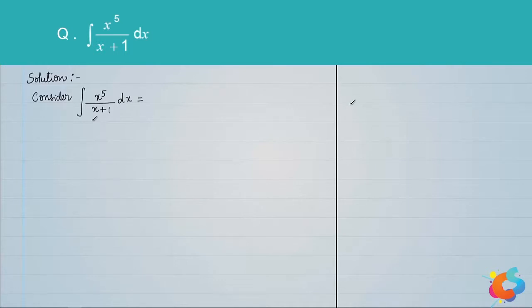Substitution here is x plus 1 is equal to t. From this we will get x is equal to t minus 1. If we differentiate this with respect to x, we will get dx is equal to dt, because the derivative of 1 is 0.